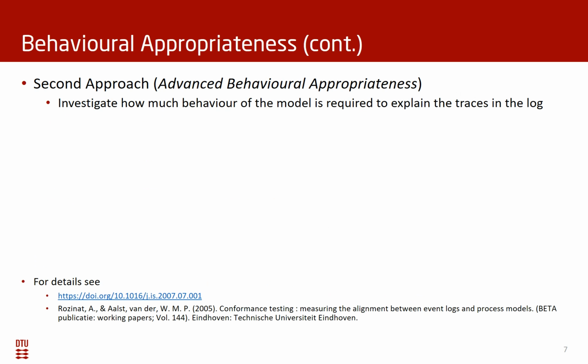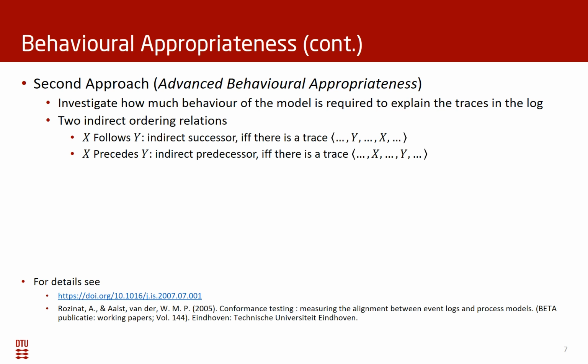A more advanced metric is called advanced behavioral appropriateness. And here the idea is not to focus very much on the replay, but to generalize a bit and to investigate how much behavior of the model is required in order to explain the traces in the log. So the idea is to calculate two ordering relations, follows and precedes. And these are not directly follows or directly precedes relationships, but they are indirect. So for example, X follows Y means that there is a trace where Y happens before X, and with precedes it's the other way around.